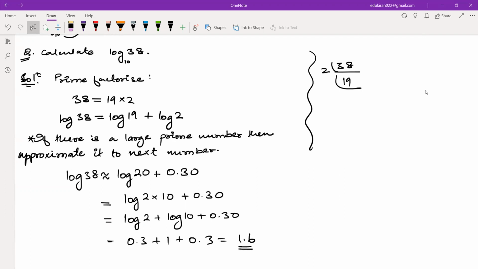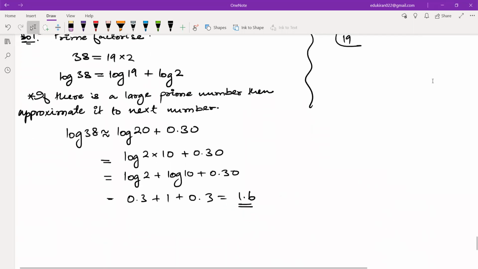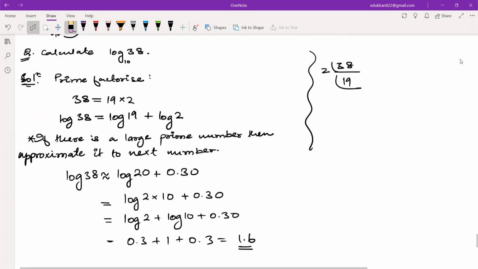Now you calculate log 38 in your calculator and tell me what is the value. What is the exact value of log 38? It is 1.57. See, it is very near, a difference of only 0.03. Okay, any problem guys? What about others? Now you can calculate log.